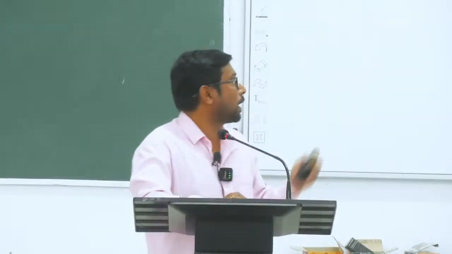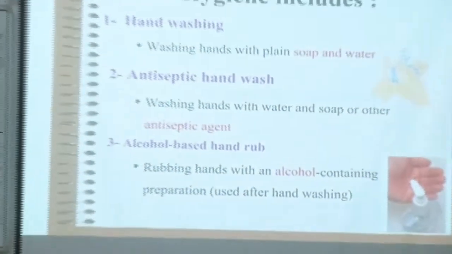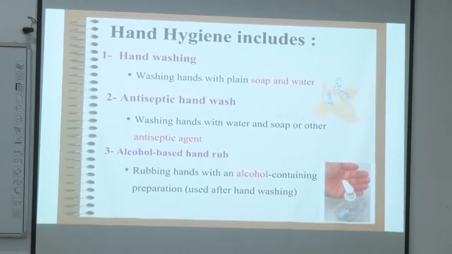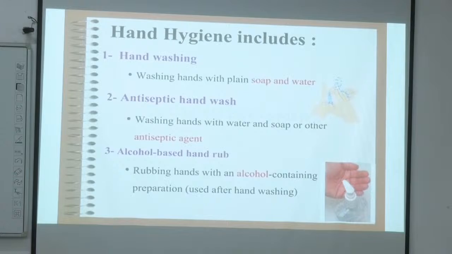And I told that hand washing, that medical hand washing or normal hand washing, is by soap and water. But when you are going for antiseptic hand wash or any surgical hand wash, at that time you have to use soap with an antiseptic agent. And alcohol based hand rub, in the alcohol based hand rub, that is maybe 70% alcohol or isopropyl alcohol, or you may say isopropanol, you have to use.